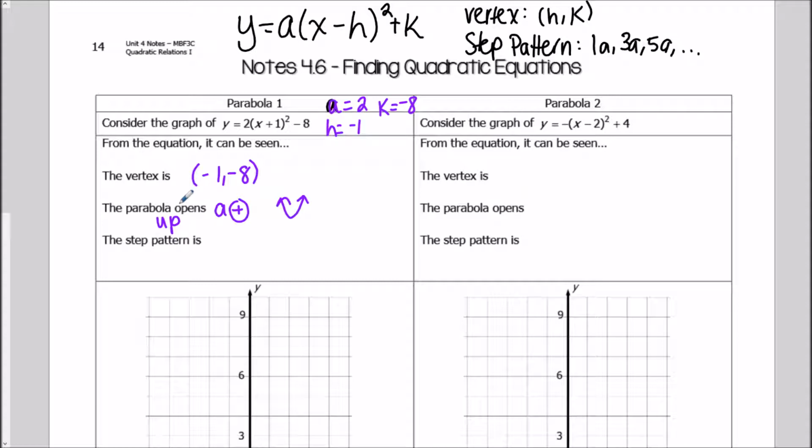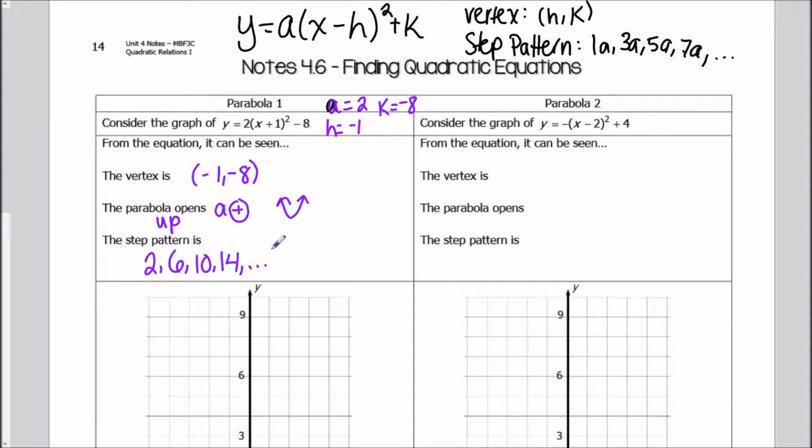And then to find the step pattern, remember it's 1a, 3a, 5a, let's add 7a here, so on and so forth. So based on that right here, we can say that our first step is going to be 1 times a, which is 2. So it's going to be 1 times 2, which is 2. The next one is 3 times a, which is 6. Then we've got 5 times a, which is 10. Then we've got 7 times a, which is 14, so on and so forth.